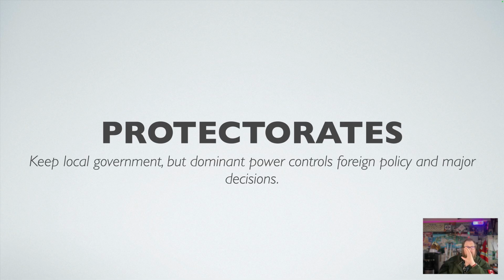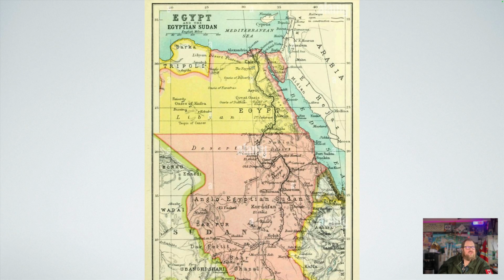Some examples of protectorates include the British in Egypt. The British had protectorate status over Egypt for quite a while, and then worked with the Egyptians on the Anglo-Egyptian Sudan. So they had this huge chunk of Africa that they basically had protection status over.